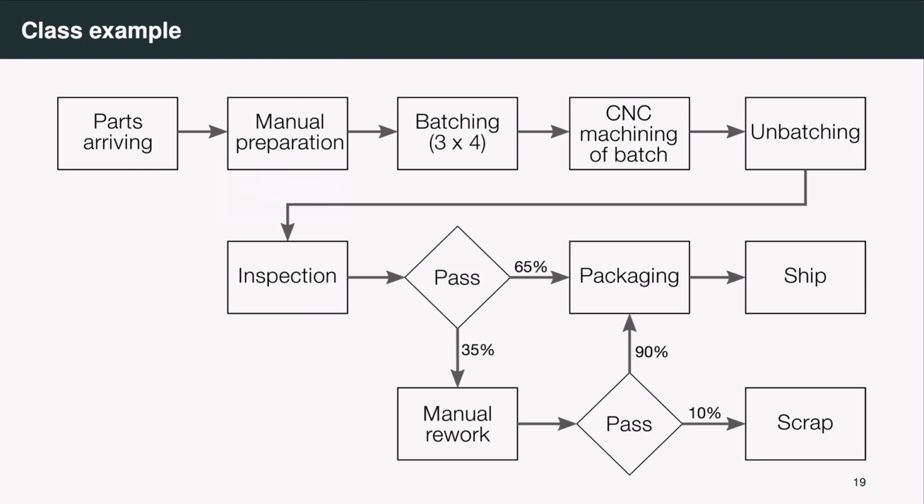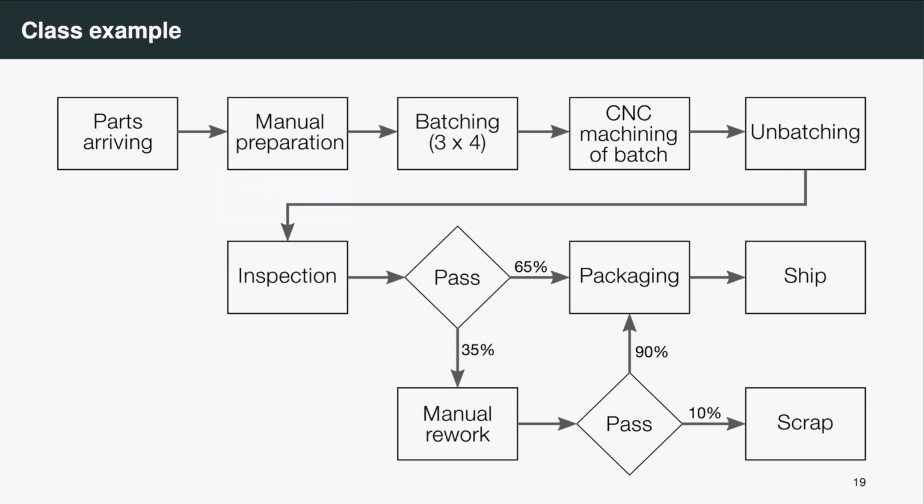simulate and build a model in AnyLogic where parts will be arriving, and then there is a manual process where these parts have to be packed. You have to prepare them. You have to batch them in a jig that takes 12 units at a time in a configuration of 3 by 4. And then this jig gets put into a CNC machine. Then you need to unbatch them, take them apart again, and then each one of those parts needs to be inspected. And if a part passes, which happens 65% of the time, the part gets packaged. And once it's packaged, it gets shipped.